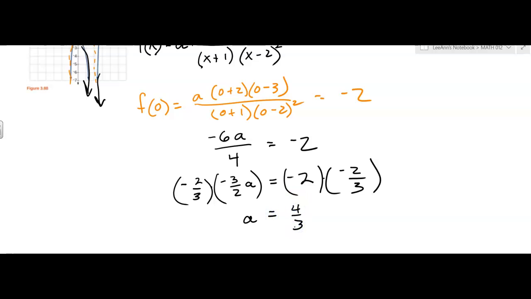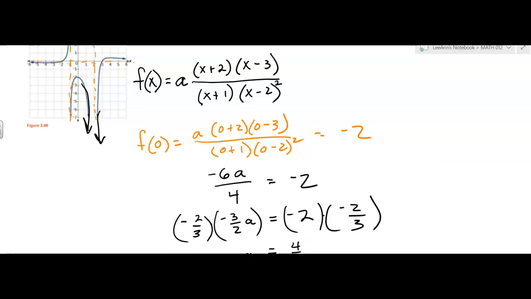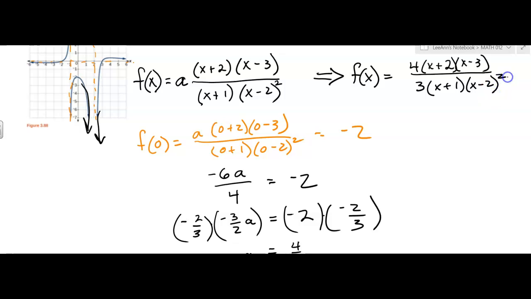So what we're going to do is we're going to go back up just a little bit, and we're going to put that in right here. So we're going to have the function f of x, and here's what we're going to do with that 4/3. We're going to put the 4 in the numerator, and then the 3 in the denominator. I'm not going to worry about multiplying out the factors, x plus 2 and x minus 3. You could multiply them out to make them polynomials in standard form, but it's not really necessary, unless they ask you to. And then that's going to be the function right there.